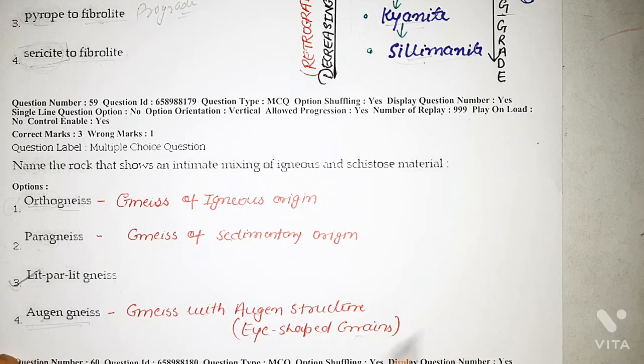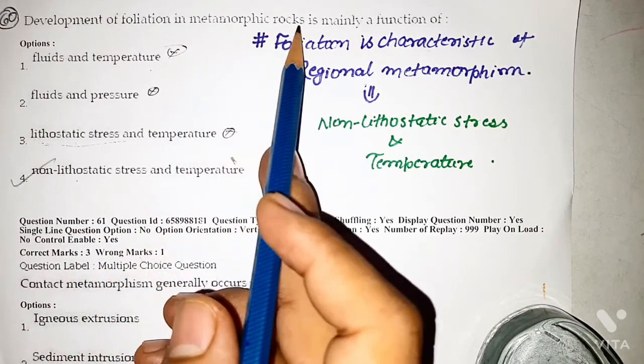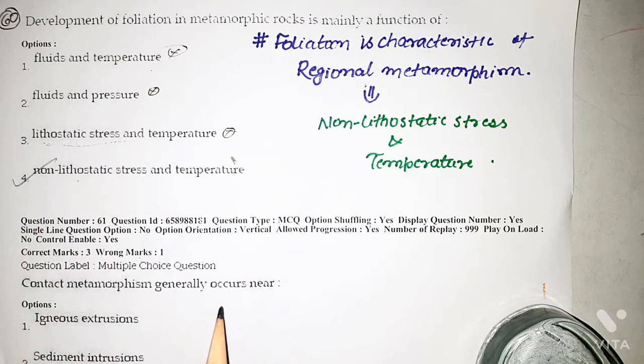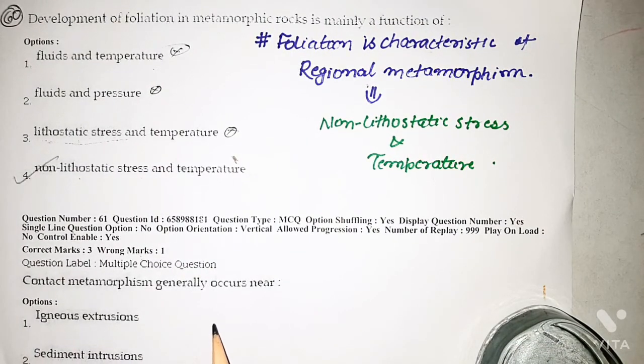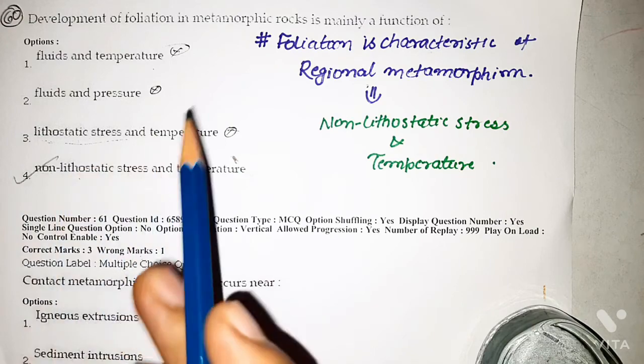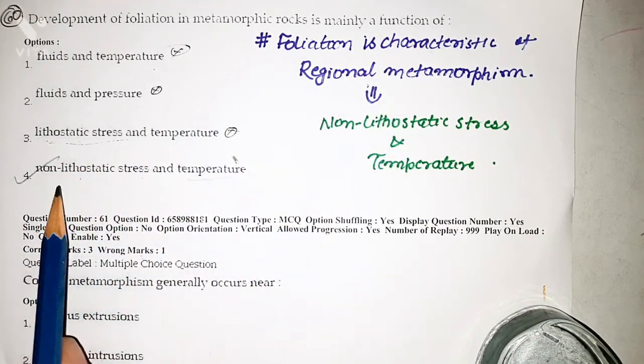Next question is, development of foliation in metamorphic rocks is mainly a function of. Foliation is a texture in metamorphic rocks, and it is indicative of regional metamorphism. In regional metamorphic rocks you will get foliation, and we have discussed in question 57 that regional metamorphism is governed by both temperature and non-lithostatic pressure. So development of foliation in metamorphic rock is mainly a function of temperature and non-lithostatic stress.